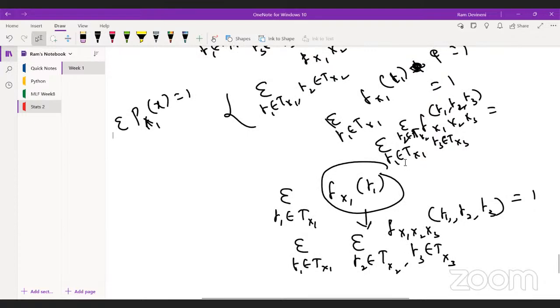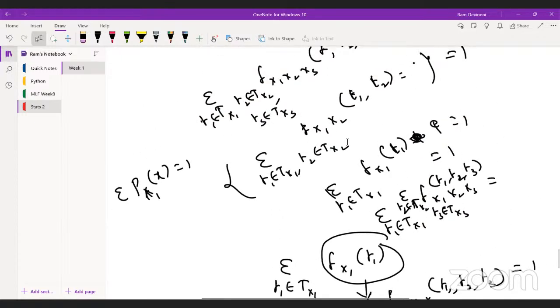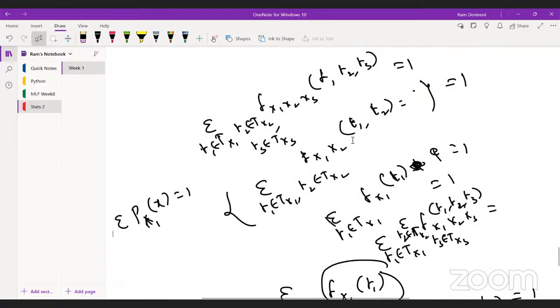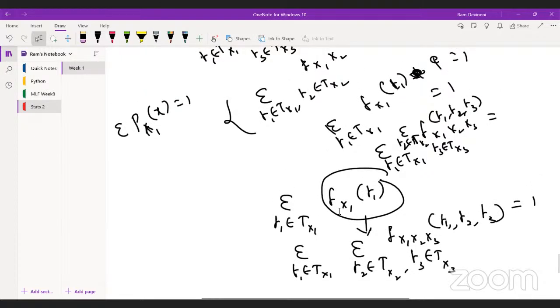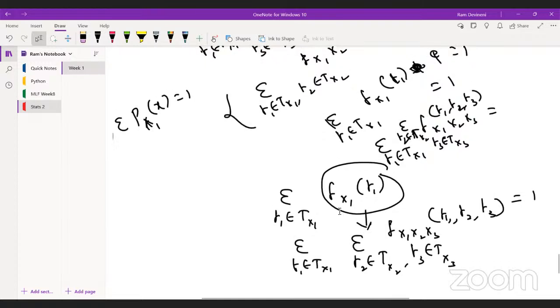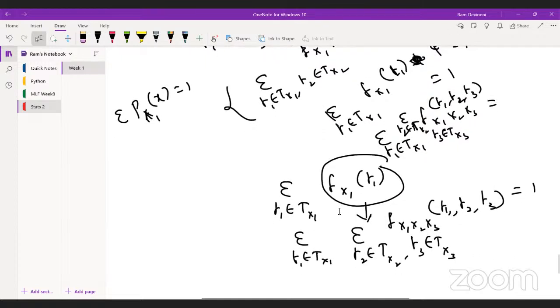And even here, f_x1 of t1 is the sum of the joint probabilities of the other two variables. The marginal probability of x1 would be the summation over t2 and t3. Correct. That is the joint probabilities of t2 and t3. For a particular t1, it is going to be the exact joint probability of t2 and t3, summed.